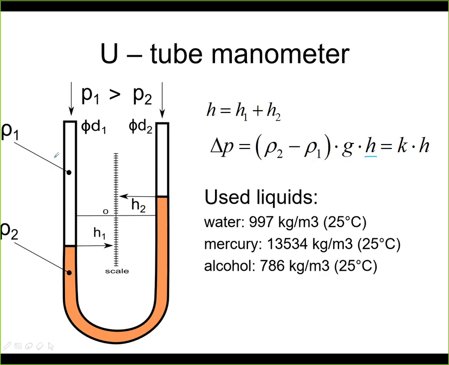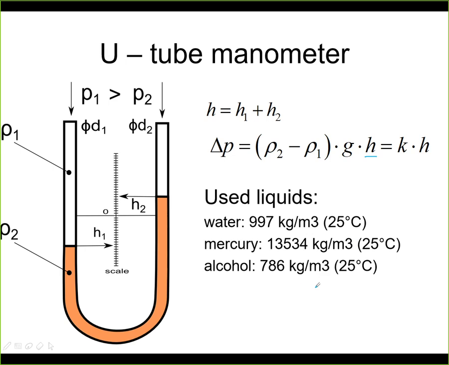So here this is the density of my gas, typically air, and this would be the density of my liquid, whatever I use. If it's water, it's approximately 1000. If I use alcohol, it's approximately this. If I use mercury, it's approximately this number. It changes with temperature, so those densities are valid for 25 centigrade.